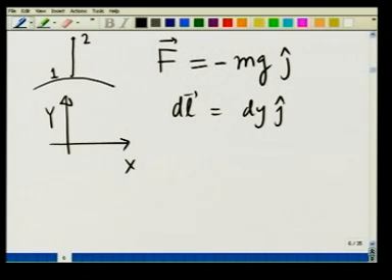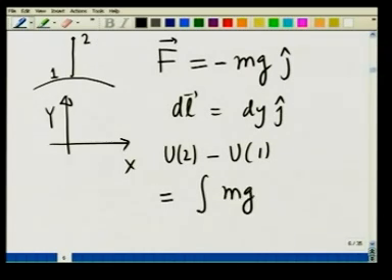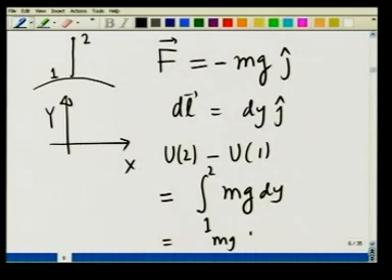And when I move the body up, dl is going to be dy j, and therefore u2 minus u1 is going to be minus F dot dl, and therefore integral of mg dy going from 1 to 2, and this is equal to mg (y2 minus y1), which is your familiar expression for the potential energy. When we work in terms of vectors, sometimes we get into confusion, and let me take this as an example to show that.